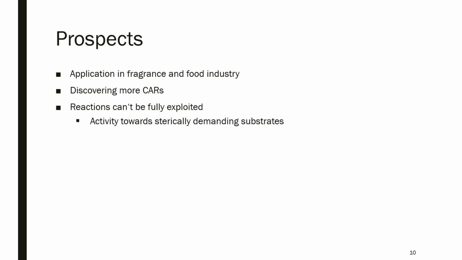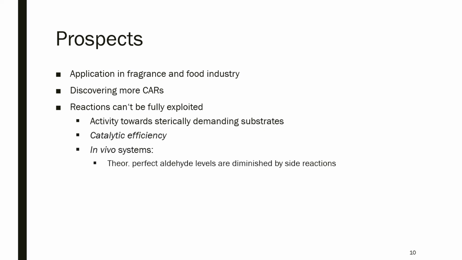For example, the activity towards sterically demanding substrates is very poor, and the catalytic efficiency is not very high. Although in vivo systems are preferred because of the use of ATP and NADPH, the theoretical perfect aldehyde levels are diminished by side reactions. As I already told you, aldehydes are toxic to the cells, and therefore the cell will try to get rid of the aldehydes by, for example, reducing them to the alcohol.